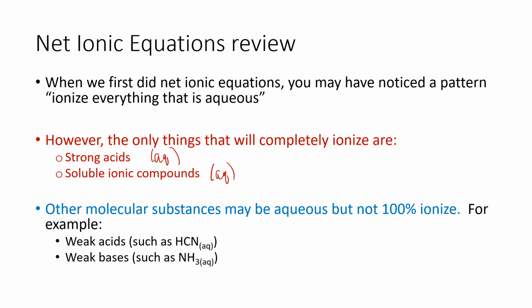So what you want to keep an eye out for is other molecular substances, not ionic, that might be aqueous but not 100% ionized. This is going to be relevant here in acids and bases, because weak acids and weak bases fall into that category. They're aqueous, so you're going to see a little AQ label by them, but they're not ionic and they're not strong acids, so they're not going to totally ionize. When you see substances like this, you want to keep them in their molecular form, and that's really key here.